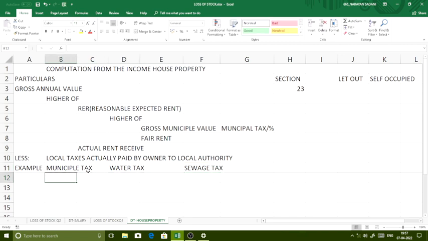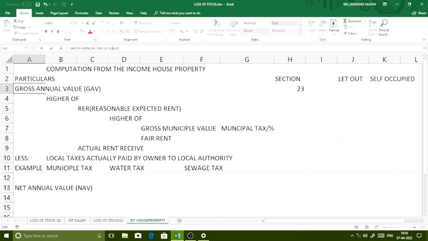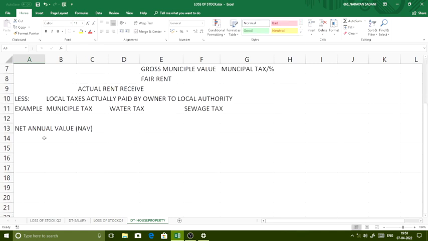Then we get the NAV, net annual value. After we take the GAV, gross annual value, less municipal tax, we get the net annual value, which is NAV. Now, after calculating the net annual value, we have to less some deductions.